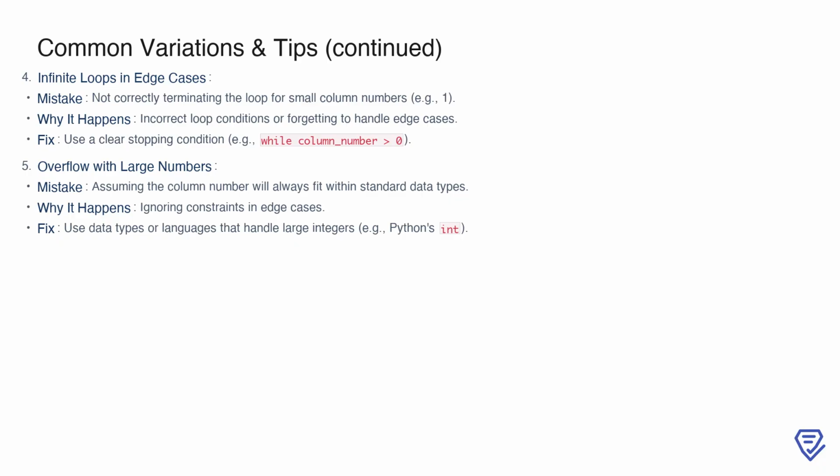Additionally, you might encounter problems with overflow when handling large numbers. While Python's int type can handle very large integers, this might not be true for other languages, which could lead to unexpected behavior. To prevent this, choose languages or data types that support large numbers, particularly if you expect inputs at the upper limit of constraints. These fixes not only ensure correctness but also make your solution more robust for edge cases.